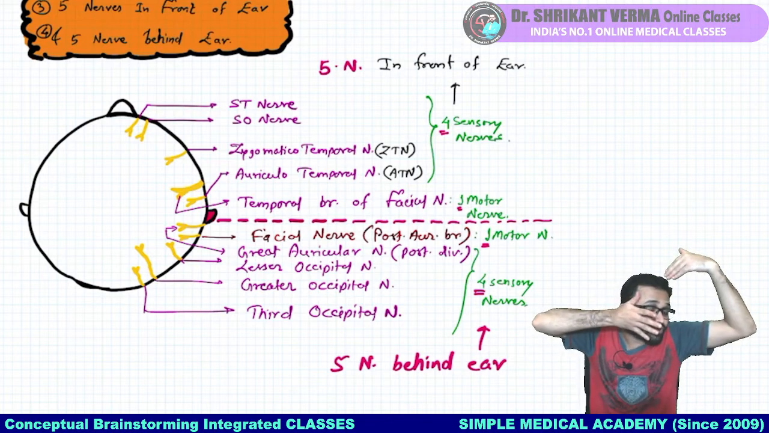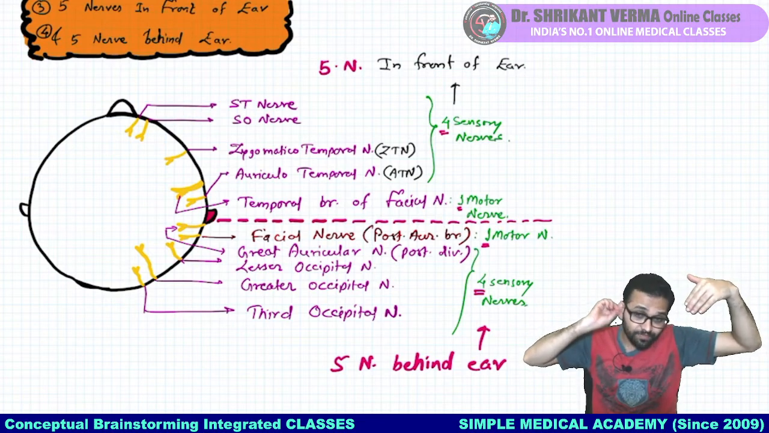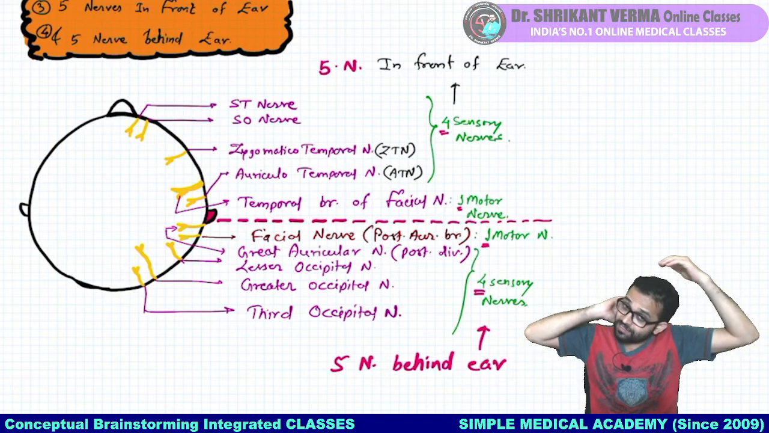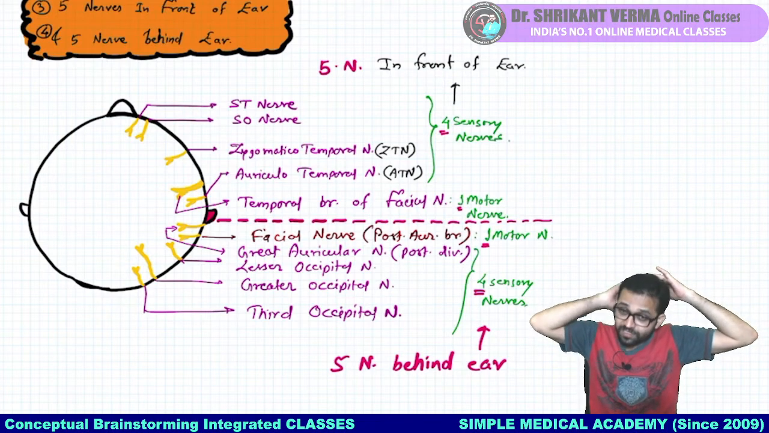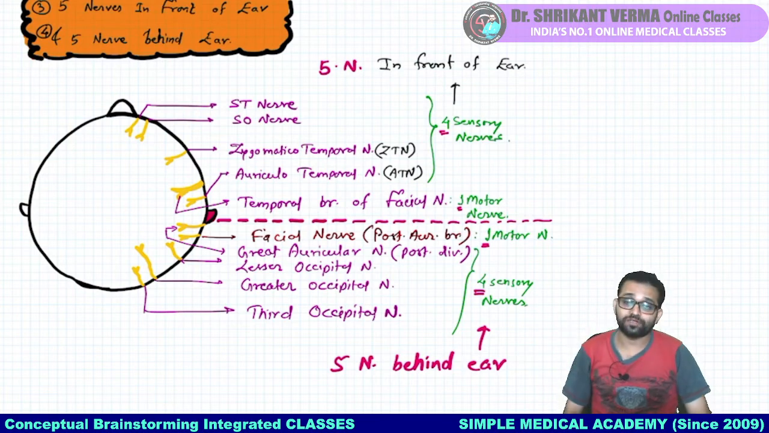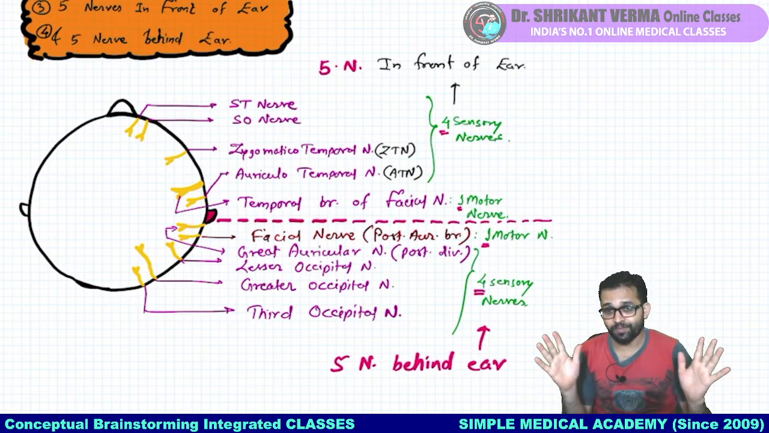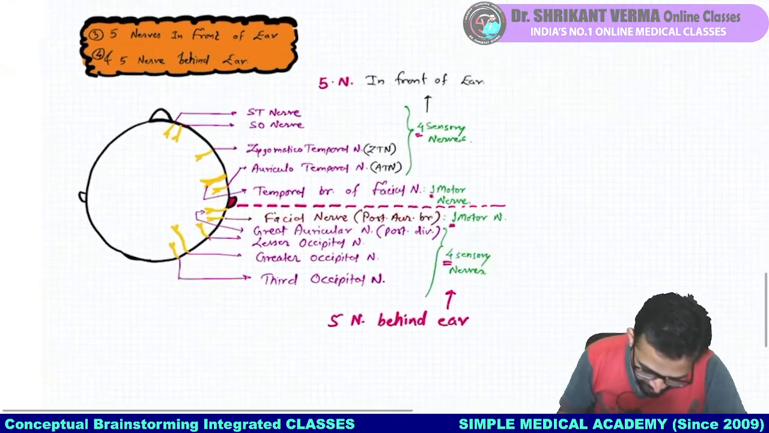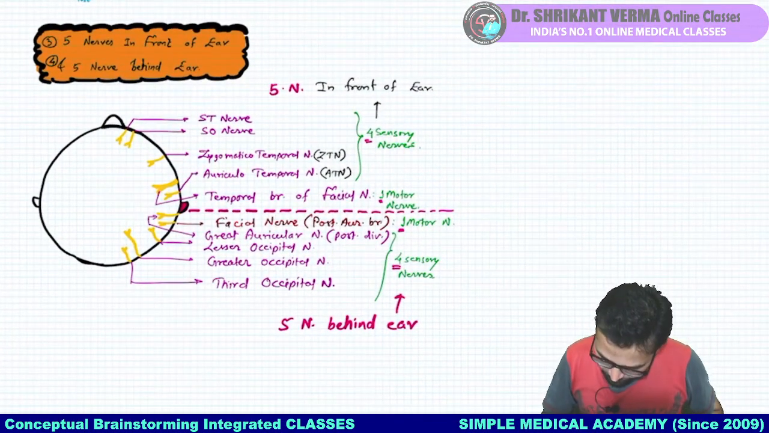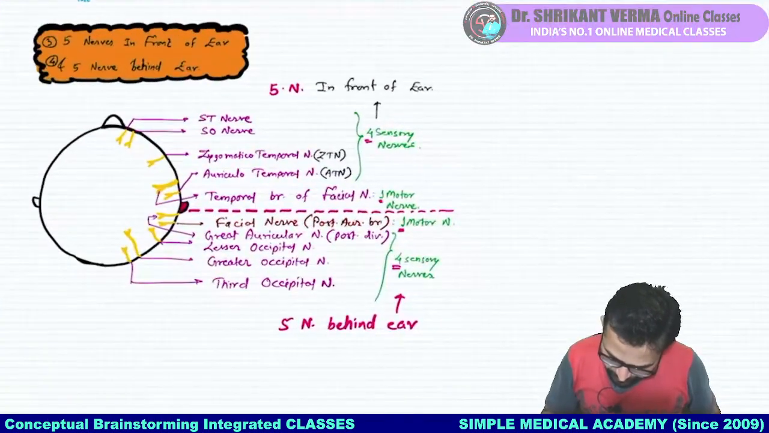Which branch? Temporal branch. Behind the ear, the nerve which is supplying the auricle, great auricular nerve, then lesser occipital nerve, greater occipital nerve, and the third occipital nerve. Which is motor? Facial nerve is motor. Which branch of the facial nerve is supplying behind the ear? So what you will say? Posterior auricular branch. Complete. Okay. So these are our 5 nerves supplying behind the ear.